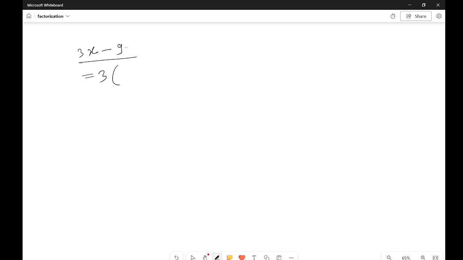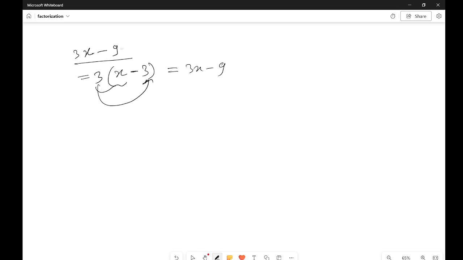Within the bracket, if you take 3 out of 3x, it will be just x, and the minus sign stays as it is. Out of 9, if you take 3 common, you will have 3 remaining. So the factorization of 3x minus 9 will be 3 within brackets x minus 3. Basically, if you multiply it, you will get the same 3x minus 9. This will multiply and then this will multiply. So this is 3x minus 9, the same expression.